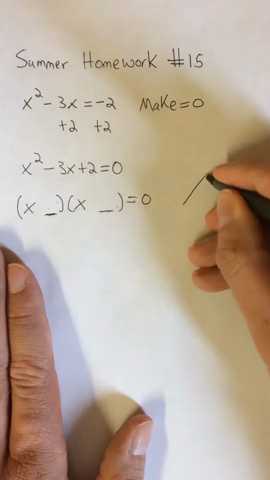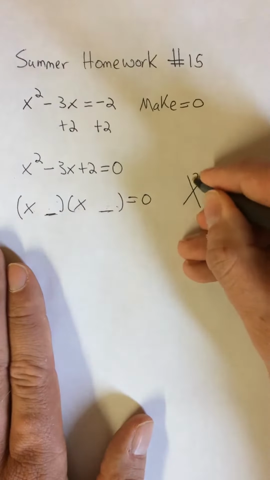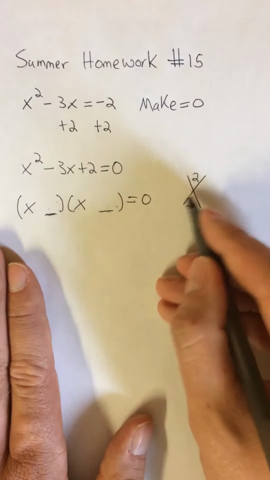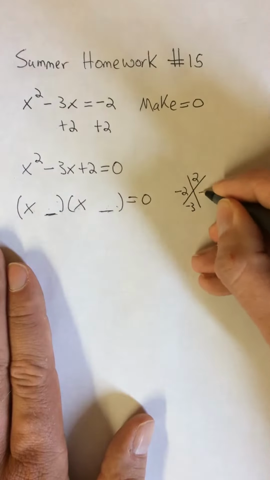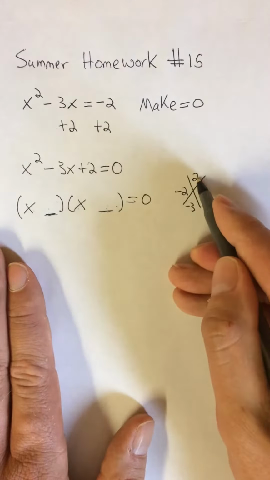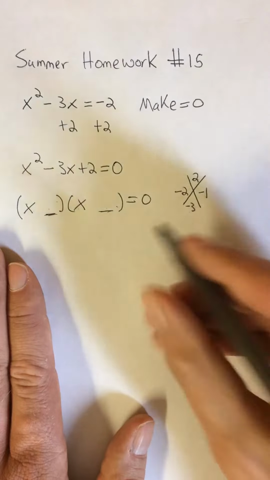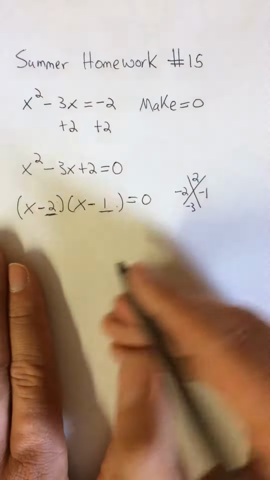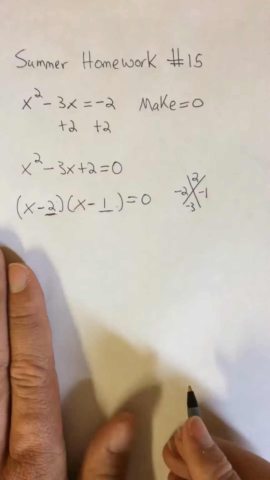Sometimes people like to put a little x structure here and write down that they're looking for two numbers that multiply to make 2 and add to be -3. In this case, the two numbers that multiply to make 2 and add to be -3 are -2 and -1. A negative times a negative is a positive, and -2 plus -1 is -3. So x minus 2 times x minus 1 will multiply to give you this. We're just rewriting this as a product.